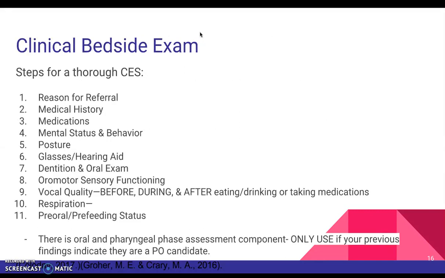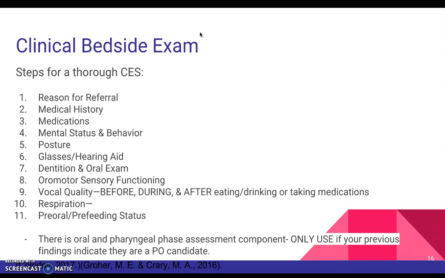So it has steps. You really have to know steps 1 through 4 before walking into the examination room. Know if they're alert, know if they're on medications, their reason for referral, medical history. And you want to know how they sit, their posture, if they have glasses or hearing aids, their dentition.